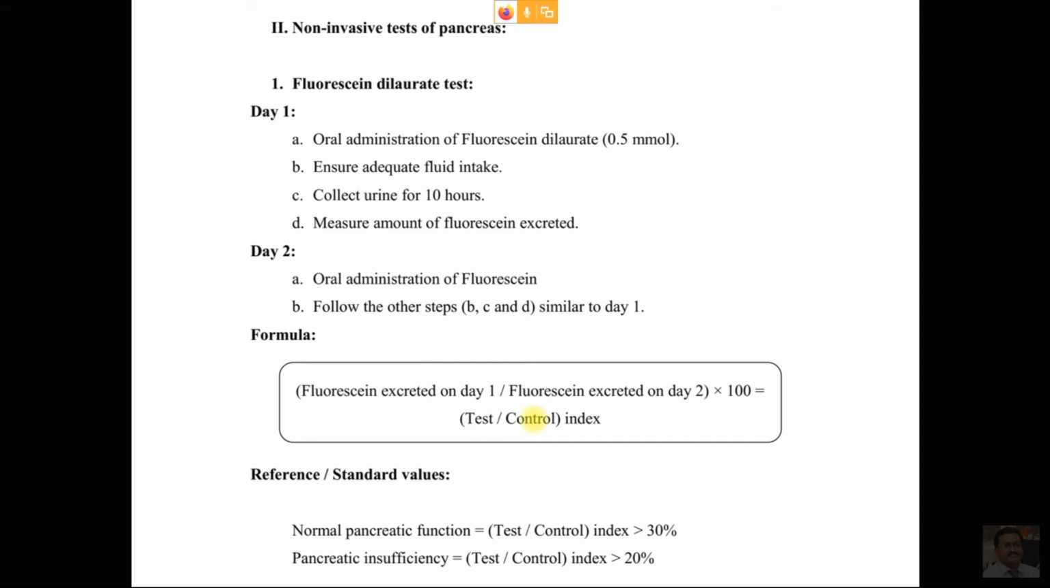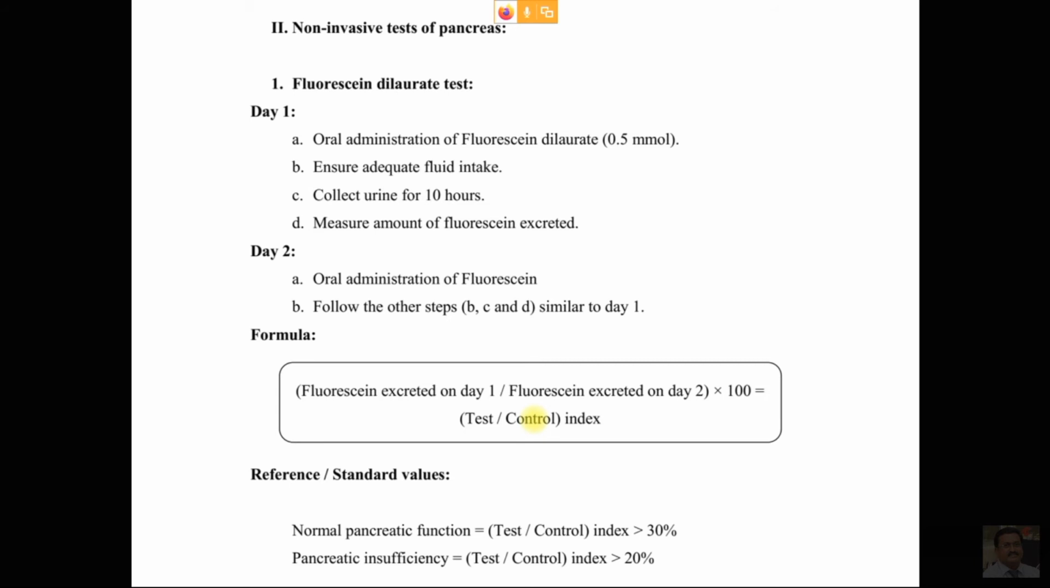So why is the fluorescein liberated here? Because, as I said, the dilaurate is a fatty acid attached to the fluorescein. If the normal function of the pancreas is there, the pancreas will produce the pancreatic lipase enzyme. This lipase will act on the fluorescein dilaurate and liberate dilaurate, and the fluorescein molecule is also liberated. The fluorescein has the fluorescence property, and we can analyze the fluorescence intensity by using the fluorimeter.